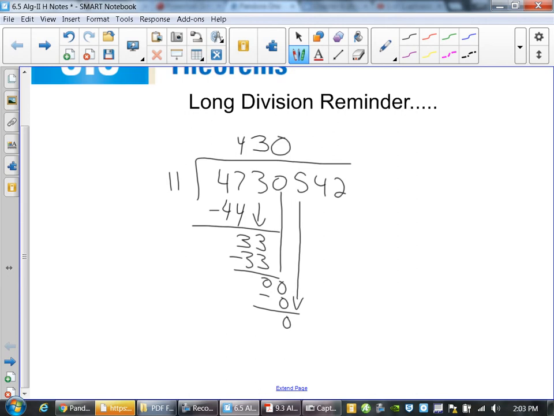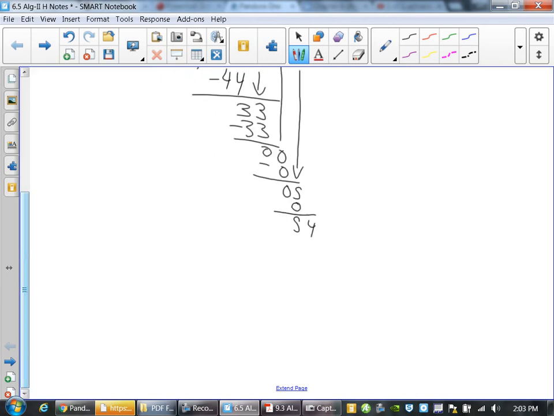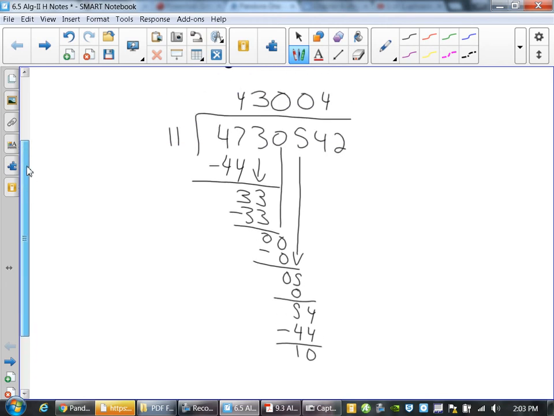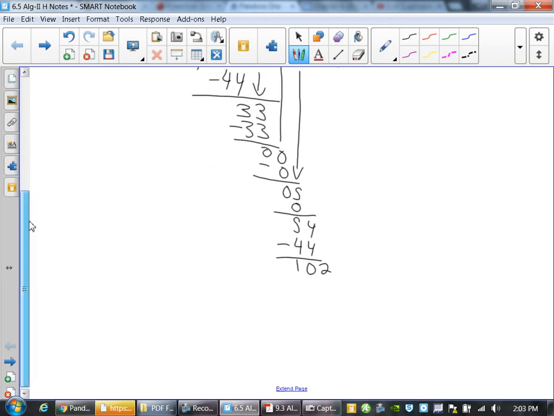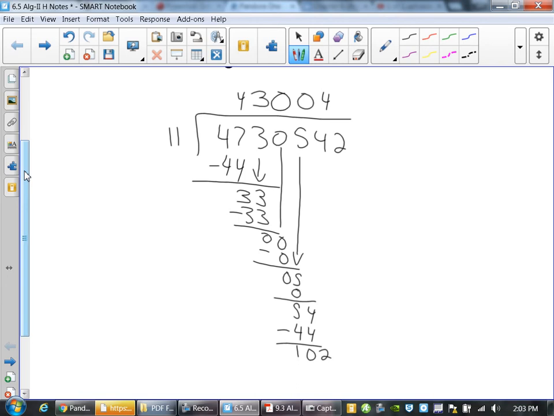Does 11 go into 5? No. So what do I put? 0. Bring down the 4. 11 goes into 54 how many times? 4 times. This is easy. And drop, what was the last digit? 2. Now 11 goes into 102 how many times? 9 times. Good.